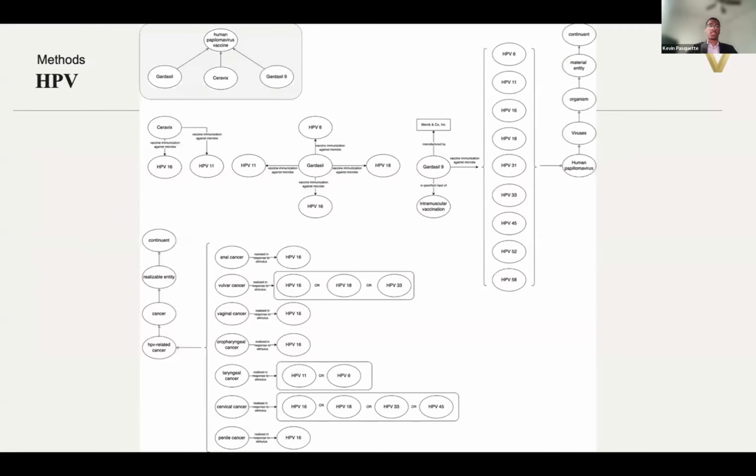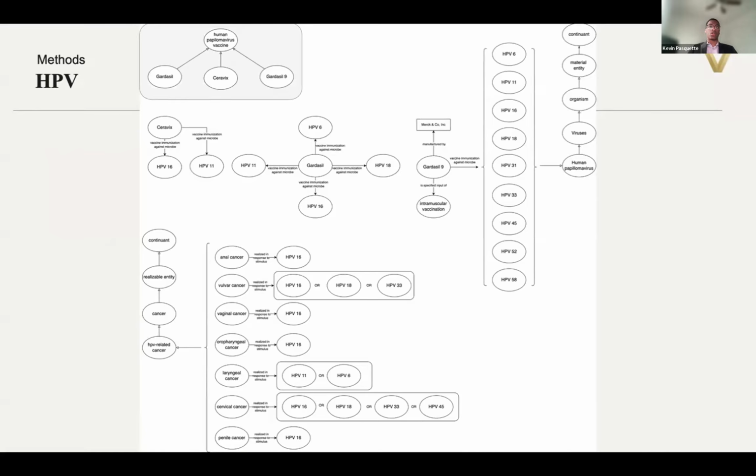So here is an example of a concept map. This is our first concept map that links the vaccine types to the specific HPV strains that they target against. Gardasil, Gardasil 9, Cervarix, which are types of vaccines as denoted in the top left, are connected to HPV types 6 through 58. They each represent a vaccine immunization against a microprocess.